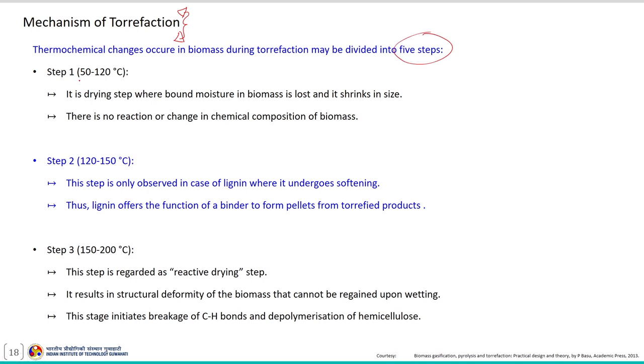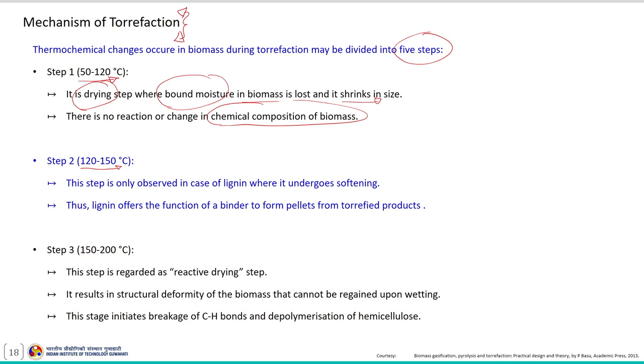So the first step is between 50 to 120 degrees C. This is also called a drying step, where the bound moisture in the biomass is lost and it shrinks in size, and there is no reaction or change in the chemical composition of the biomass in this particular stage. As this is a drying step, most of the moisture present in the biomass is removed and it shrinks in size. Apart from that, no chemical change happens during this step in the torrefaction process.